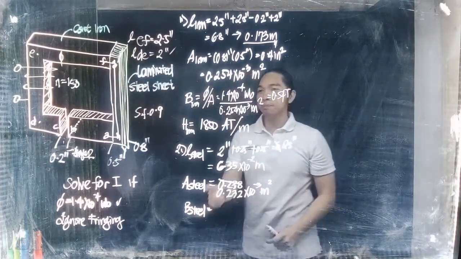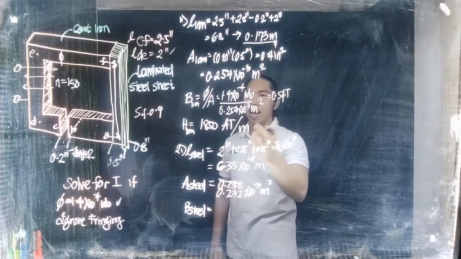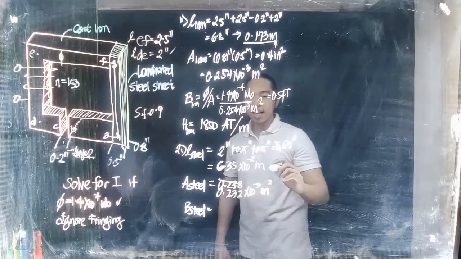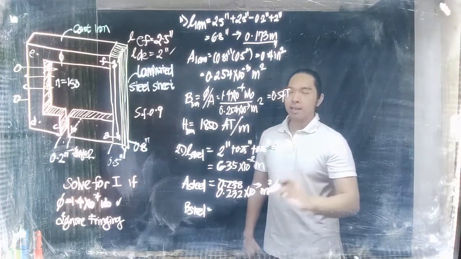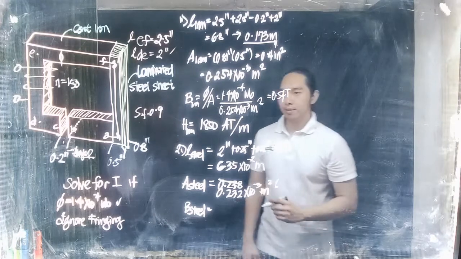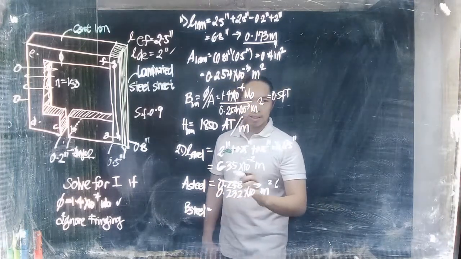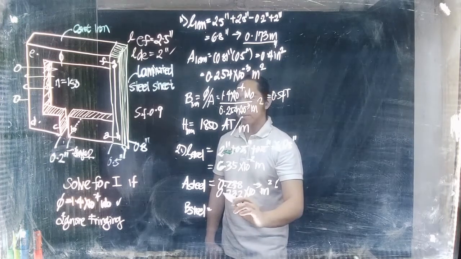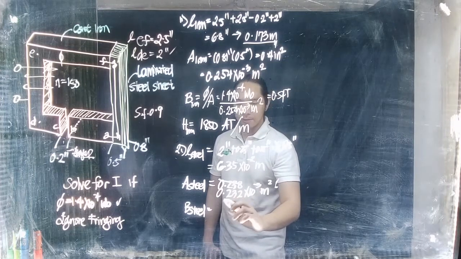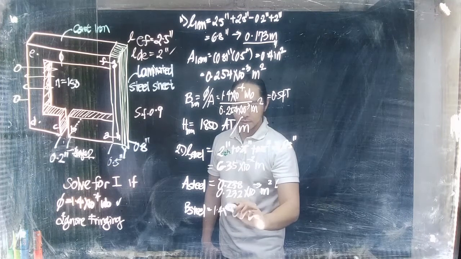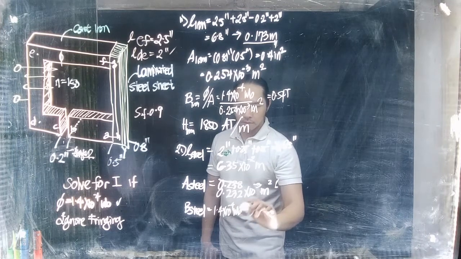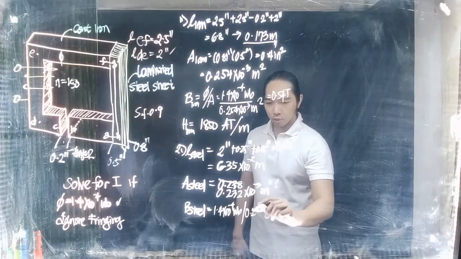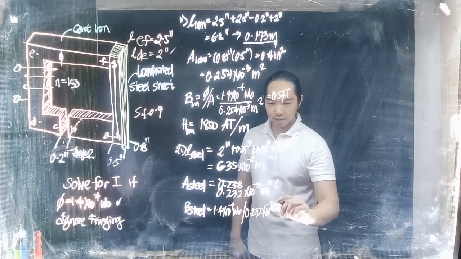Kaya mangyayari, ang gain ng steel ay simply pareho, medyo pareho siya ng konti kay iron. At dahil nag-iba lang ng konti doon sa ating cross-sectional area ng steel. Okay. So that would give us, dividing the two, 1.4 times 10 raised to negative 4 Weber divided by the cross-sectional area na obtain natin dito. So 0.232 times 10 raised to negative 3 meters squared.